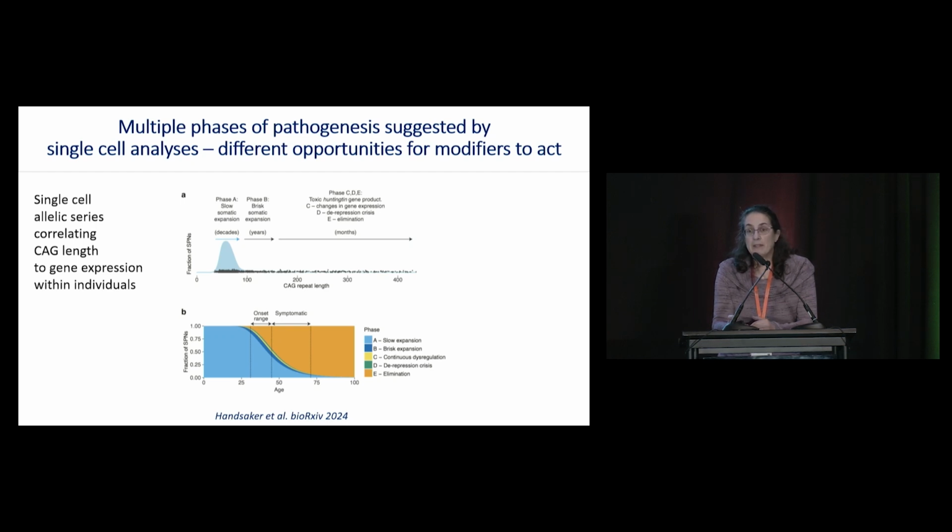And so what he's identified is 5 phases of the disease. A phase A where the repeat expands at a slow rate for a very long time. Then it expands at a slightly higher rate in phase B, followed by phases C, D, and E of altered gene expression, C and D, and then elimination of the neuron. And so this essentially is a model to think about and might also provide different opportunities for those modifiers to act. So for example, a modifier could act in altering a transition from phase A to phase B, and so on, as well as in toxicity phases downstream.